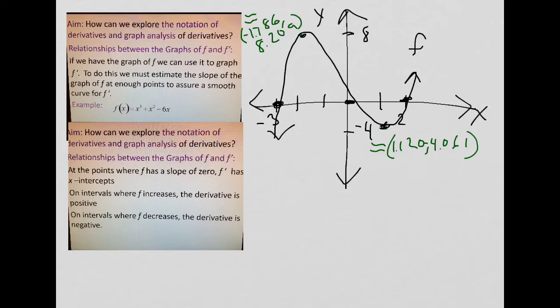We see the graph of f. We see where there are zeros. Actually, it's supposed to be a zero at the origin. And we see where we have mins and maxes. So this is f, and we can use it to graph f prime, or vice versa. Let's just do one way, and then maybe you'll understand, so we can talk about the other way. All right, so we must estimate the slope of the graph of f at enough points to assure a smooth curve for f prime. So you are basically trying to imagine where your tangent lines are drawn in.